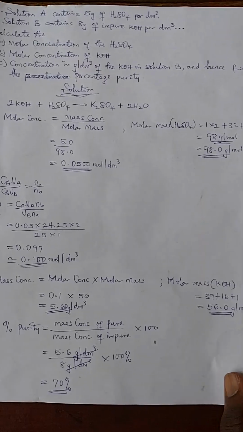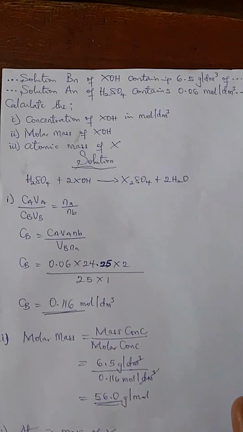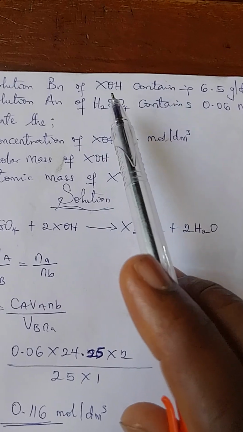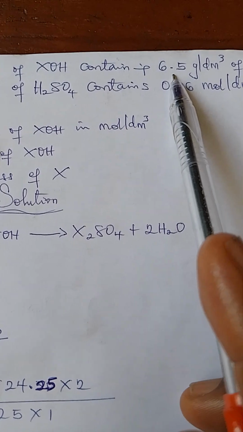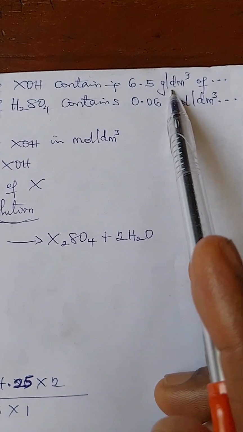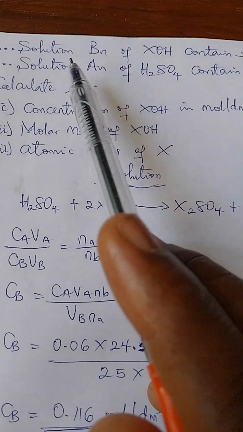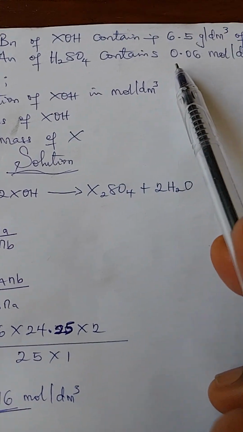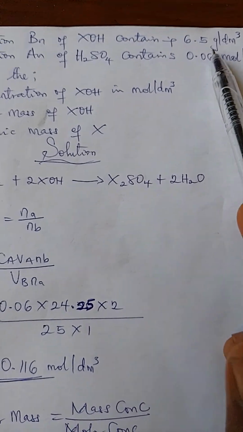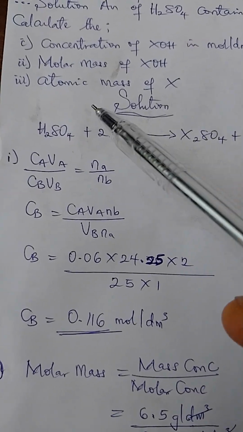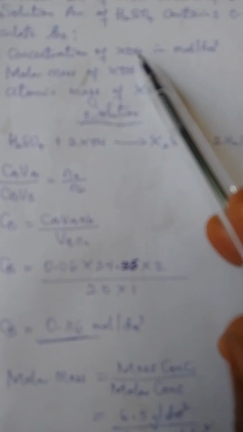And the second one is when they give you something like this, an unknown base, which is a solution B containing whatever they give. I decided to put 6.5 gram per dm cube of the base, and solution A of H2SO4 contains 0.06 mole per dm cube. Don't be carried away when you are given this. You have to observe the question very critically, and the question says that you find the concentration of XOH in mole per dm cube, molar mass of XOH, and the atomic mass of X.